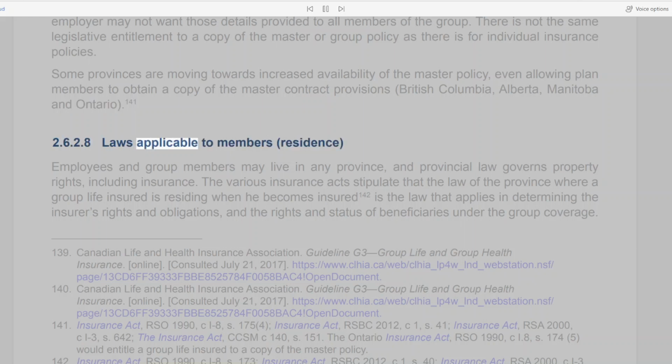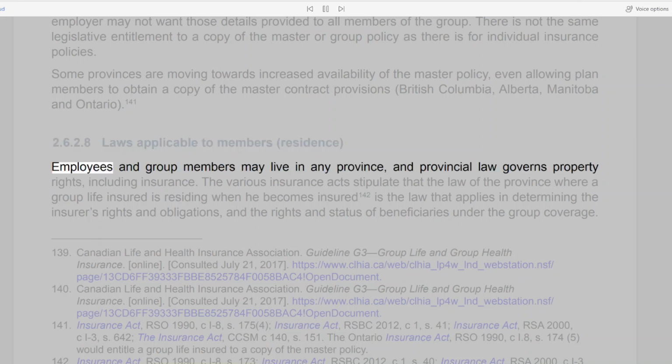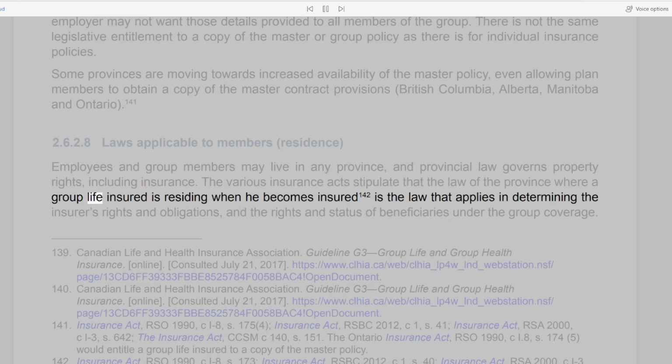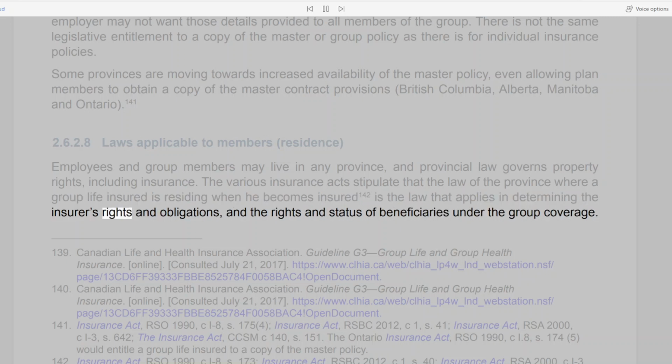2.6.2.8 Laws applicable to members' residence. Employees and group members may live in any province, and provincial law governs property rights, including insurance. The various insurance acts stipulate that the law of the province where a group life insured is residing, when he becomes insured, 142 is the law that applies in determining the insurer's rights and obligations, and the rights and status of beneficiaries under the group coverage.